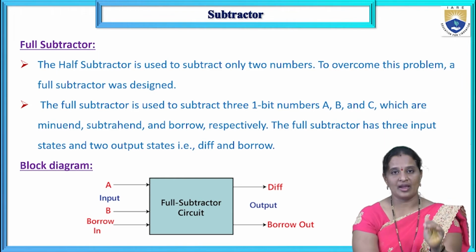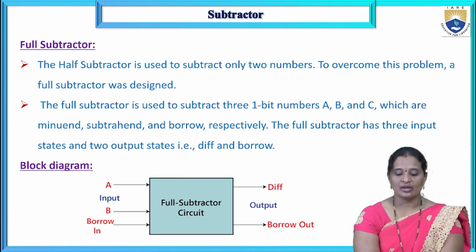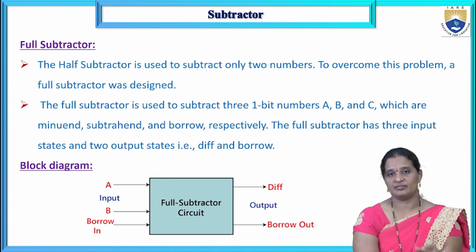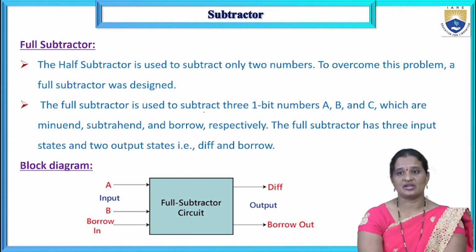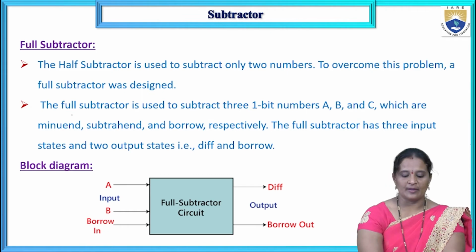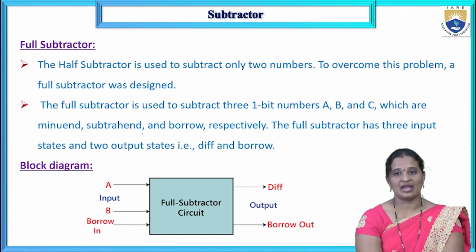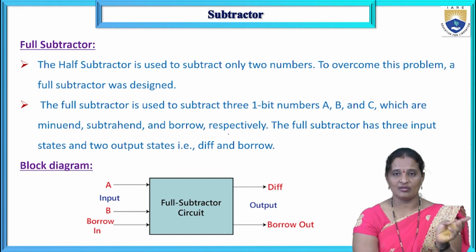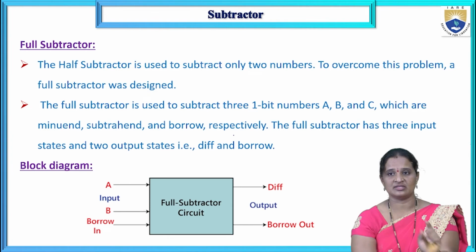So again, similar to the half adder, the half subtractor can perform the subtraction of two numbers. But there are some cases where we need to subtract three numbers at a time. In such cases, we go for another circuit, the full subtractor, which can perform the subtraction of three binary bits. Full subtractor is used to subtract three 1-bit numbers A, B, C, which are minuend, subtrahend and borrow. Whereas in the full adder, what are the three bits? That is augend, addend and carry input from the previous section.